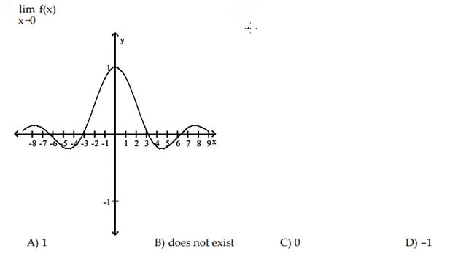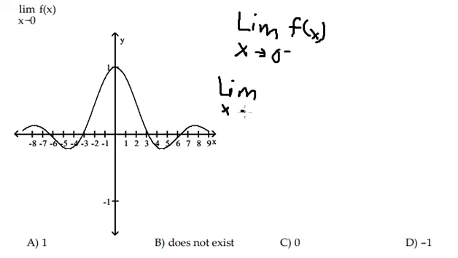About this one, we need to consider the limit on the left and the limit on the right. About the limit on the left, that's it from here. When they go near to number 0, we see that they will reach about the value of number 1 in here.